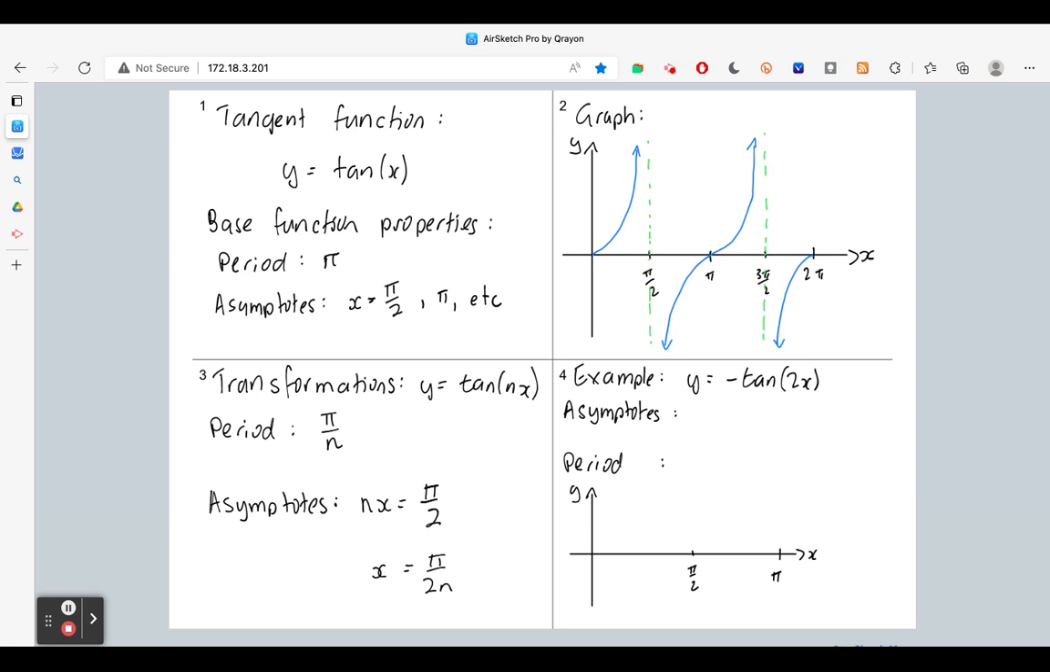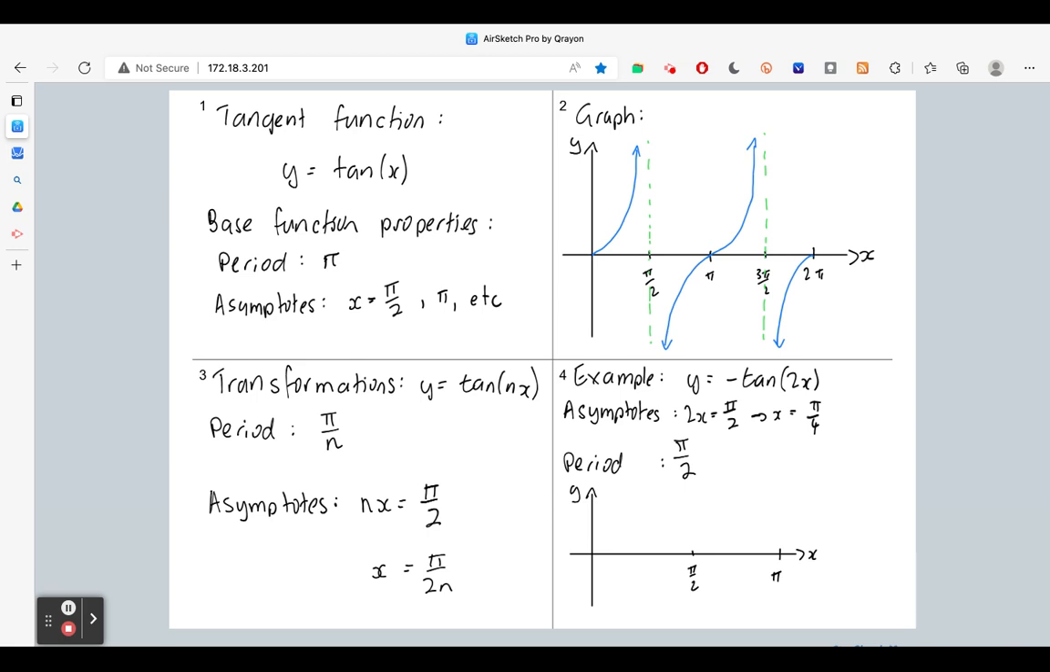So we're going to solve 2x equals pi on 2. So that gives us x equals pi on 4, like so. So we're going to have an asymptote every pi on 4. And the period is going to be pi over n, which is 2. So the period is pi over 2.